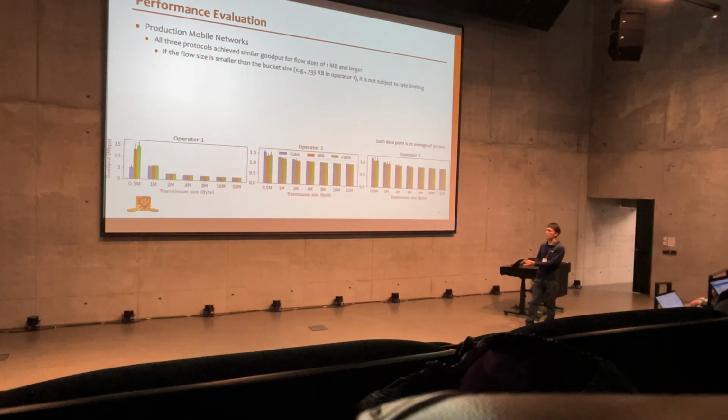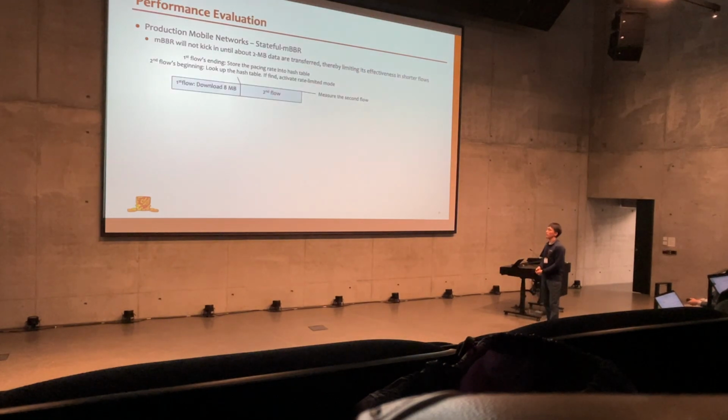But first, let's have a look at the goodput performance comparison. We can find that all three protocols achieve similar throughput for flow sizes of 1 megabyte or larger, except for the 0.5 megabyte flow size, because 0.5 megabyte is smaller than the token bucket size, so it is not subject to rate limiting at all. Then let's have a look at the stateful performance. mBBR will not kick in until about 2 megabytes of data transfer according to our measurement, thereby limiting its effectiveness in shorter flows.